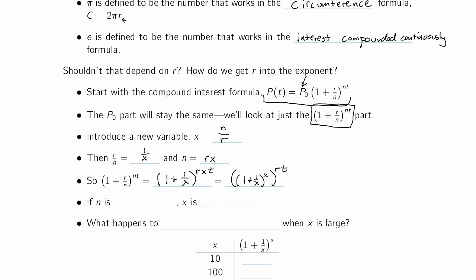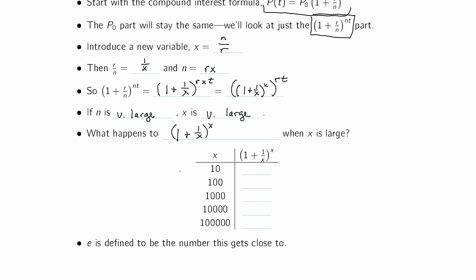Because now when we're thinking that n is very large, well, that's when x is very large, right? X is just n divided by something. So if n is a very, very large number, x is also a very, very large number. And so now we ask what happens to this expression, 1 plus 1 over x to the x power, when x is a very, very big number.